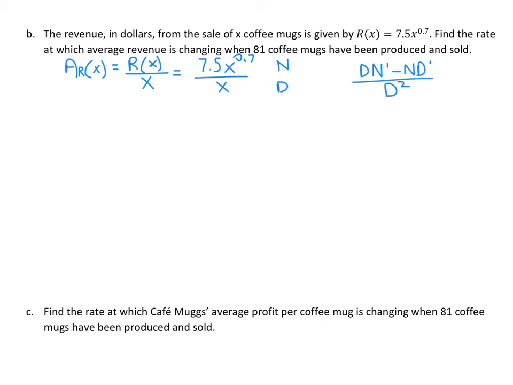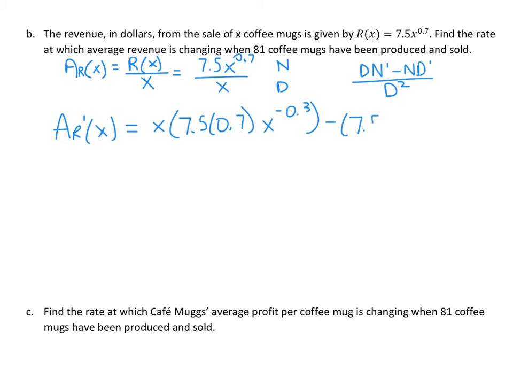So using the quotient rule to find the derivative, we begin by taking the denominator x times the derivative of the numerator, so bringing the exponent out in front, and then subtracting 1 from the exponent, we get a negative 0.3 as our exponent, minus the numerator, 7.5x to the 0.7, times the derivative of the denominator. The derivative of x is just 1. All divided by denominator squared.